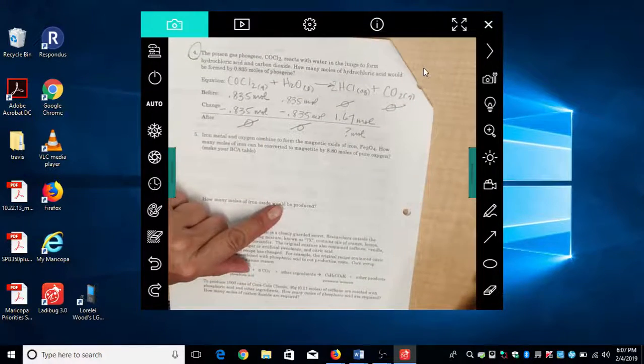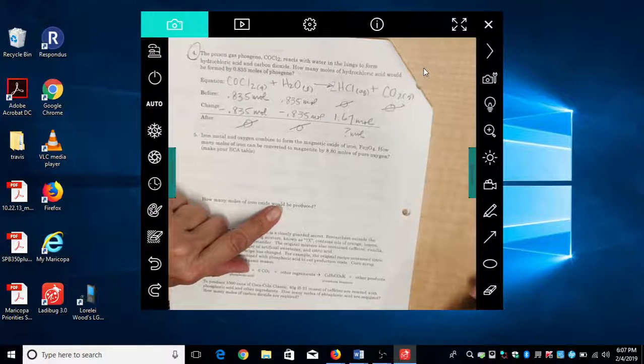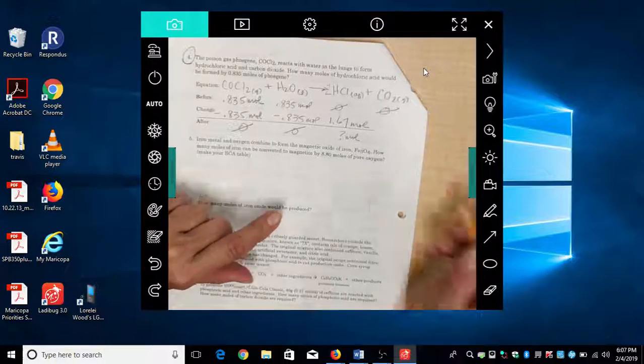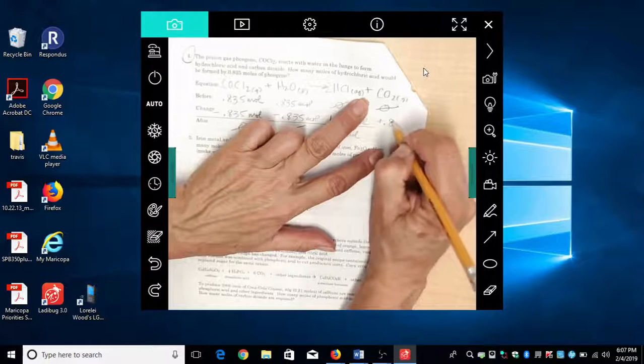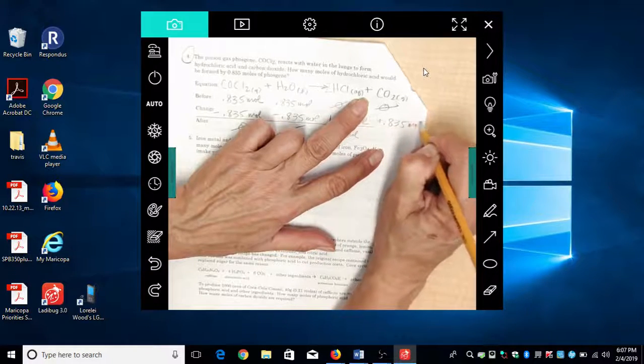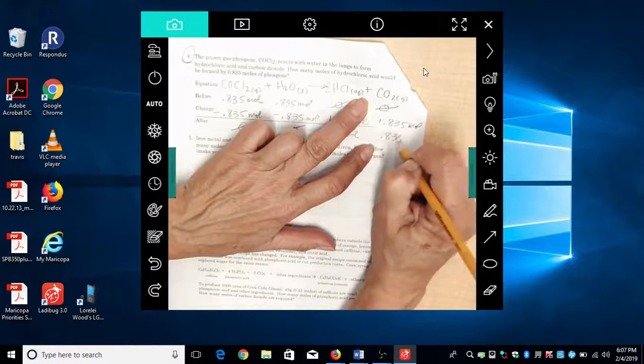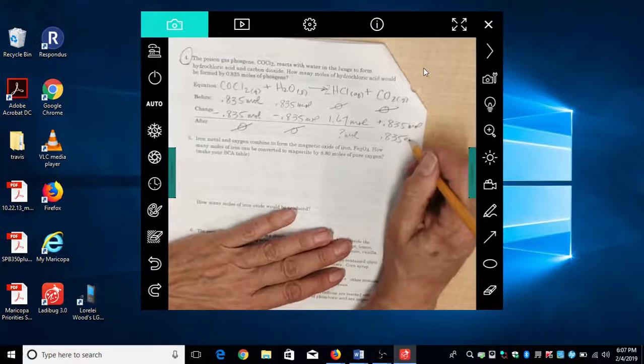If I start out with that, you guys are getting pretty good at this. How much CO2 am I going to be able to generate? 0.835. Oh, see, this isn't as hard as I said it was going to be, did I? I faked you out. It's not as hard as I said.